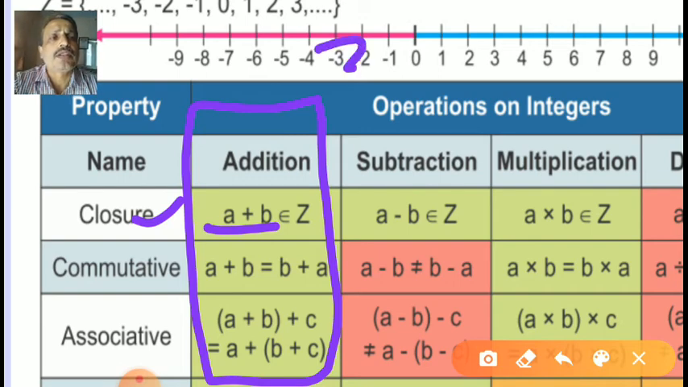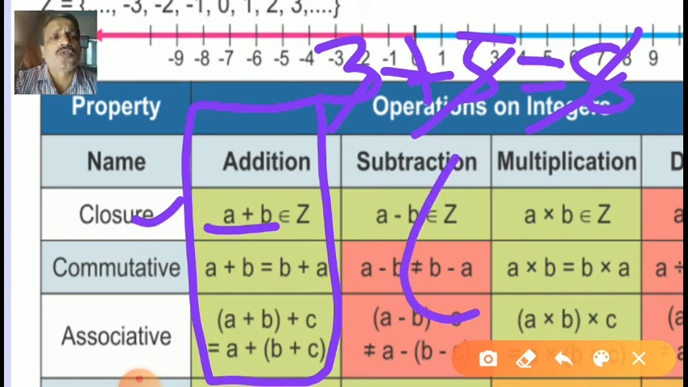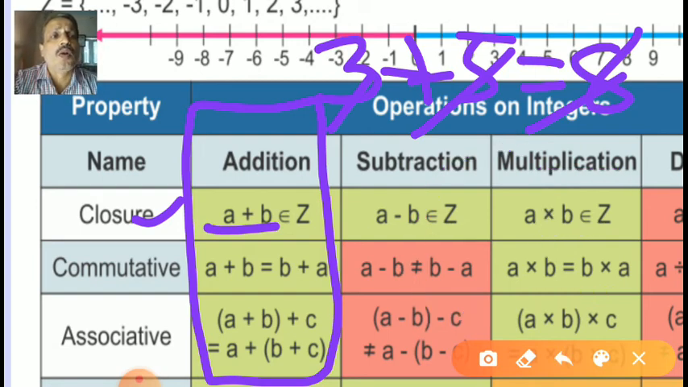Suppose one number is 3 and the second number is 5. What is the answer? Yes, 8. But 8 is lying under integers only. 8 is also an integer. So the first number is an integer, the second number is an integer, and the answer is always an integer. That means this sign, belongs to, is used. Students, this is not the letter E. This is shown in a different way. See how it is shown. Belongs to. How do we read this one? Belongs to.